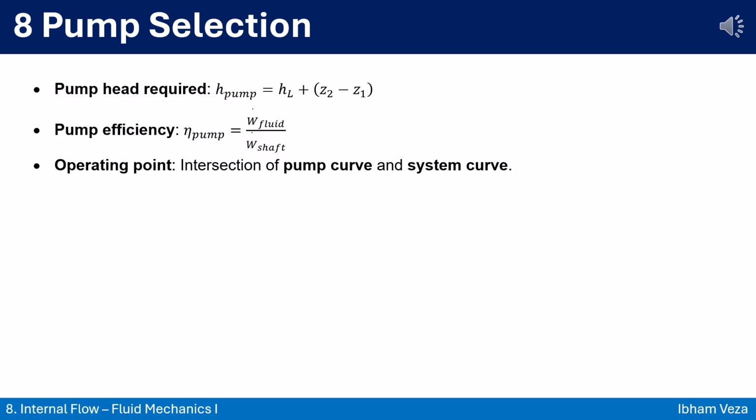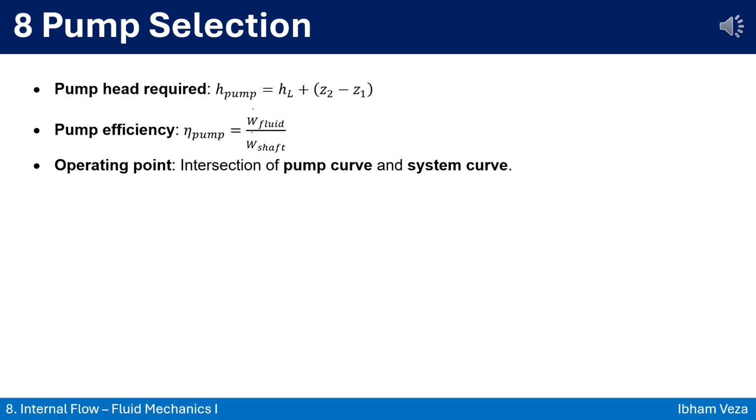Once we know the required head, we assess pump efficiency. Efficiency tells us how effectively the pump converts mechanical shaft power into fluid energy. It's defined as eta pump equals W fluid divided by W shaft. A higher efficiency means less wasted energy and lower operating costs.